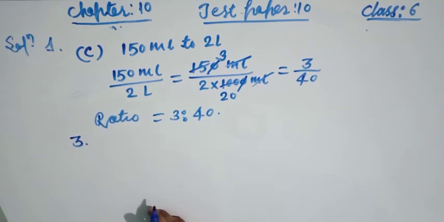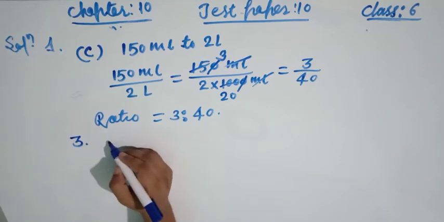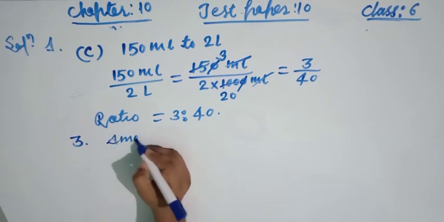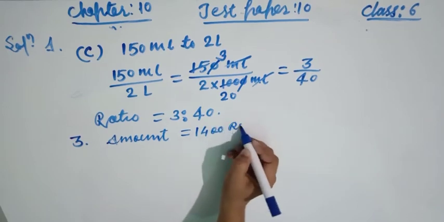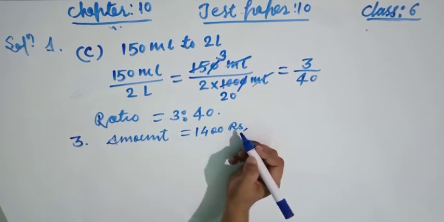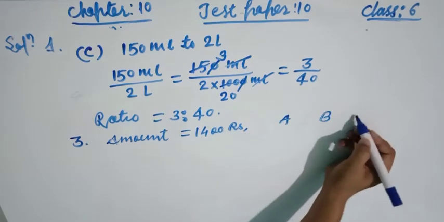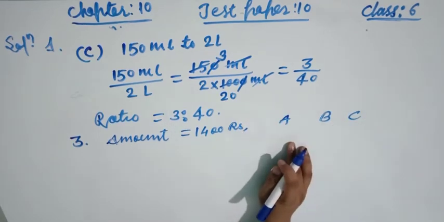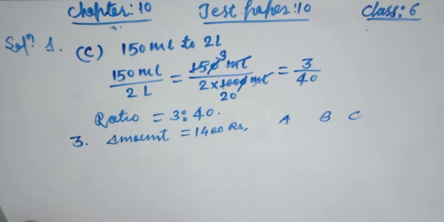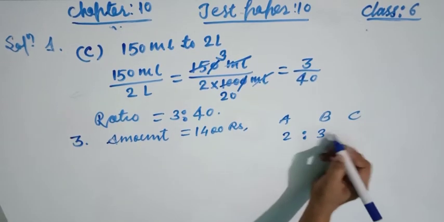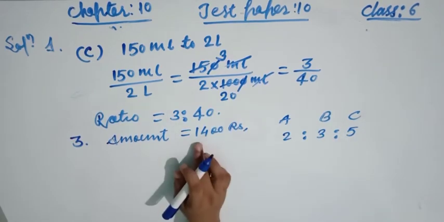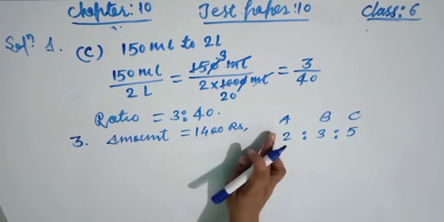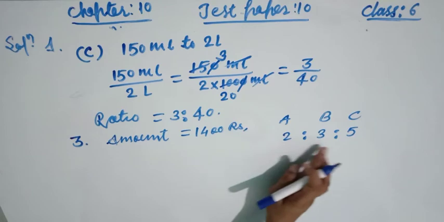It says they divide 14,000 among A, B, C and D. The total amount of money given is 1400 rupees, and we have to divide it among the group A, B and C, and the ratio of A, B and C is respectively 2 is to 3 is to 5. We have to divide this 1400 among A, B and C in the ratio of 2, 3 and 5.